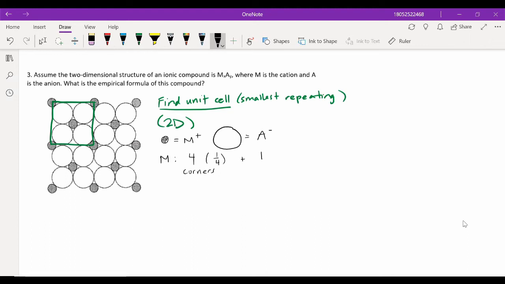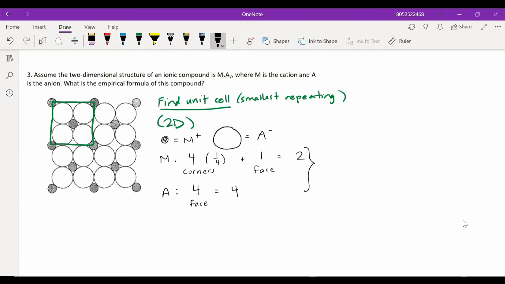We also have 1 on the face of this unit cell, so that's going to add up to 2 total metal cations in here. And if we look at the anions, how many are inside here? Well, we have 4 kind of on the face of this unit cell, so they're all inside. That's going to give us 4.